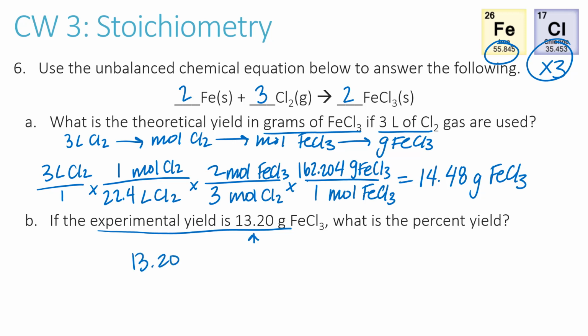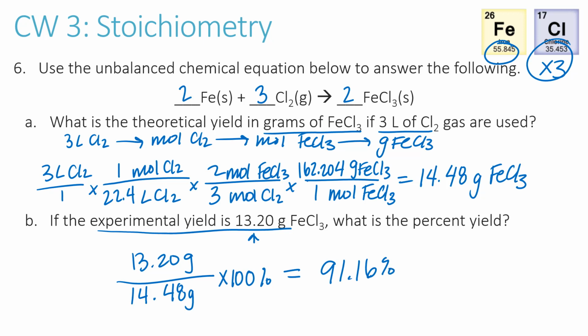So to find my percent yield, I'm going to take what I actually got and divide that by what I could have gotten, and then multiply by 100%. It's kind of like your score on a quiz. It is the points you got divided by the points you could have gotten times 100%, and that gives you your quiz score. Well, if we take what we got from the experiment and divide it by what we could have gotten, multiply that by 100, that gives me a percent yield. So I get 91.16% here.